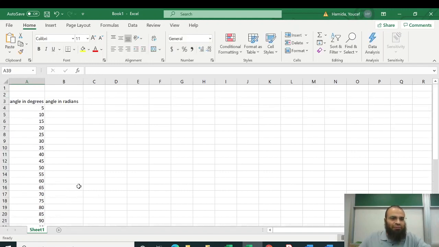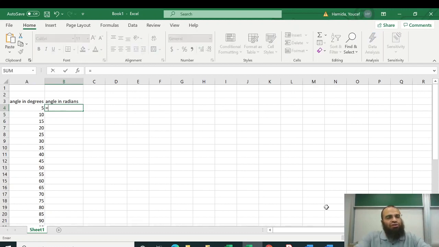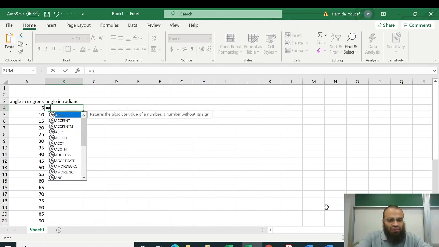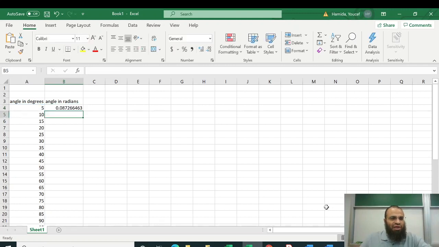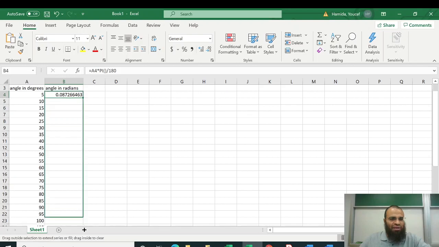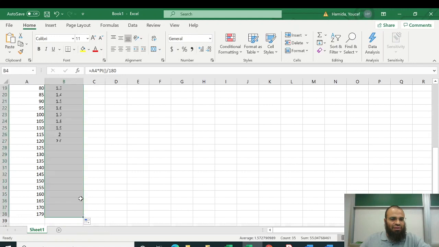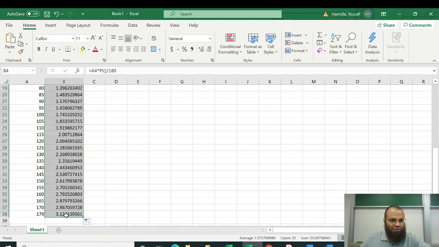How do I change from degrees to radians? I did it on the Word file, but I put this equals. So you multiply by pi and divide by 180. So equals, this column here, A4 times pi over 180. So pi and then close parentheses. Now Excel understands it's pi. So put that, and that gives you this. And then click on this cell, go to the right, drag it all the way to 179. That's your angle. So at 180, it should be almost pi, 3.14. So this is 179, 3.12. Fine.